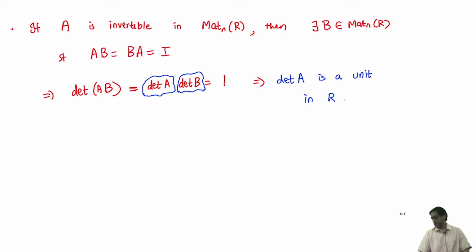Okay, now let's prove the converse, that if the determinant is invertible in the ring, then the matrix A has an inverse matrix. Okay, so let's do the converse now. So if determinant of A is a unit.